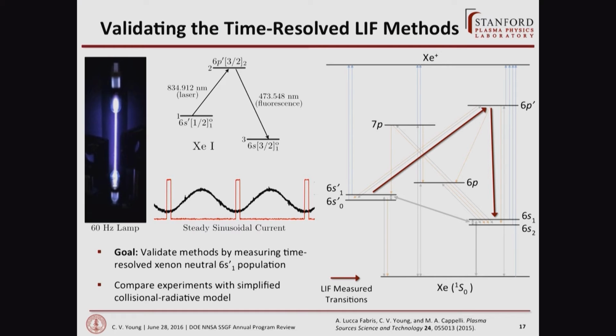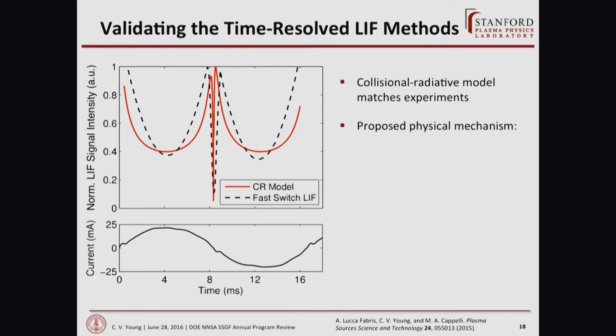So here's the ground state down here. Here's the first ionization level of xenon. And here's some particularly strong, important excited states. And we're going to compare that between the experiment and the model. And so what we found is that both of our sample hold and the fast switch methods recovered the same sort of profile.